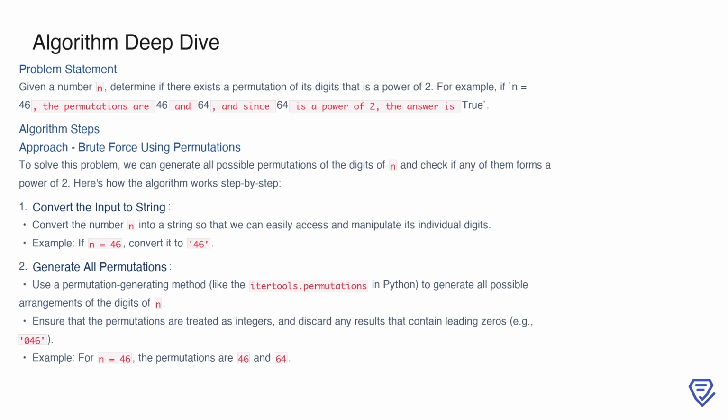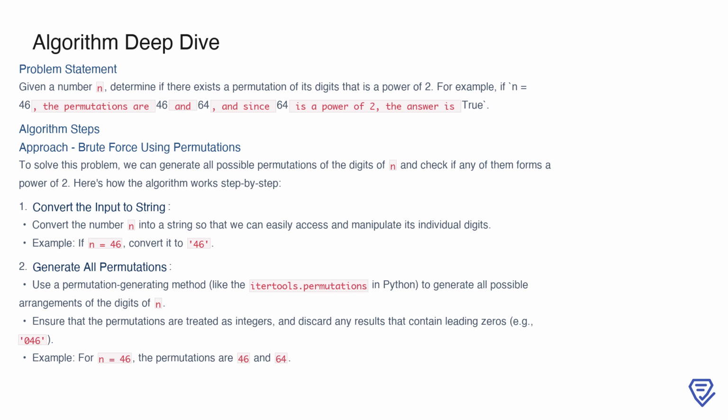A brute force approach to solving this involves several steps. First, we convert the number n into a string. This conversion allows us to easily manipulate its digits as individual characters. For instance, when n equals 46, we convert it into the string 46.